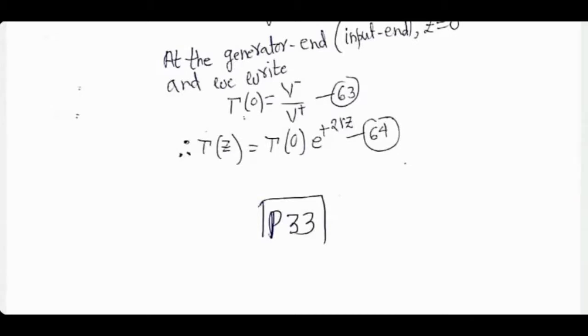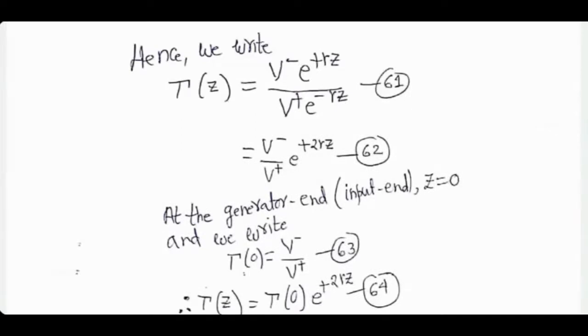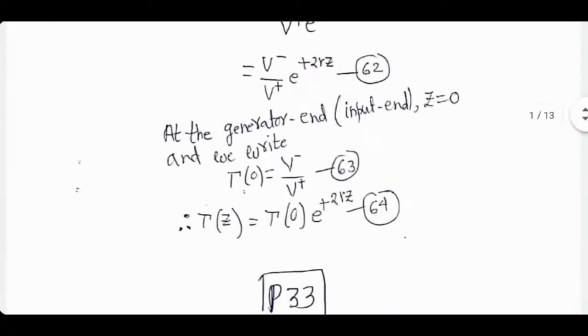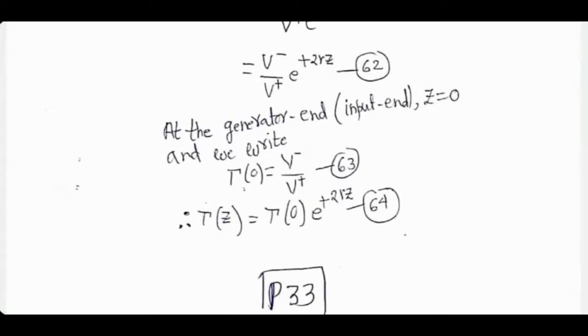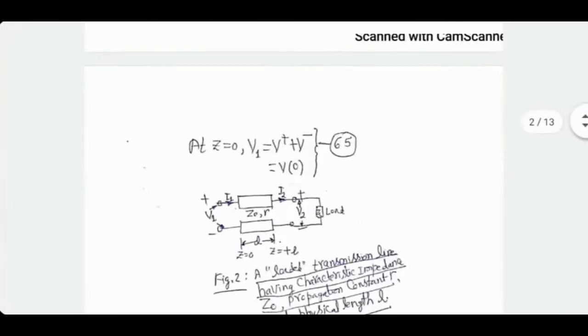So tau 0 is obviously V minus upon V plus. So tau z, the general formula for reflection coefficient, can be written as tau 0 multiplied by e to the power 2 gamma small z. I'm writing small z with a horizontal bar on it because it's very difficult to distinguish small z from capital Z otherwise. Now, other thing is, we have seen this already, that at the input end, V1 is V plus plus V minus. We can also call it V at Z equal to 0. Fine.